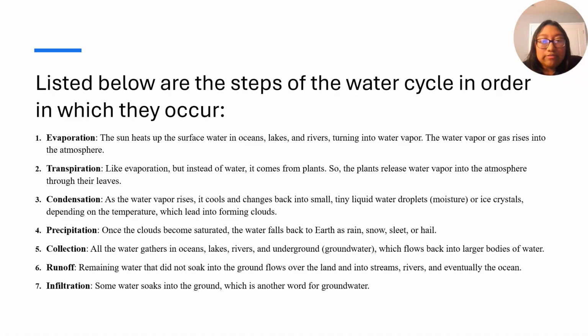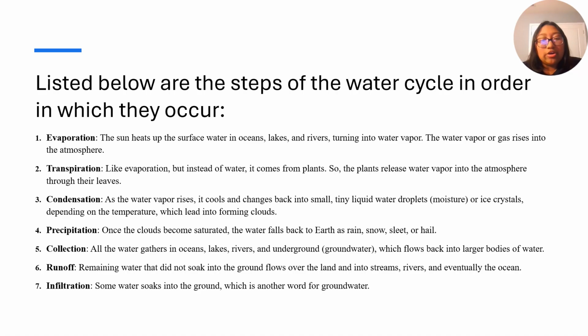Condensation. As the water vapor rises, it cools and changes back into small, tiny liquid water droplets, moisture, or ice crystals, depending on the temperature, which lead into forming clouds. Precipitation. Once the clouds become saturated, the water falls back to Earth as rain, snow, sleet, or hail.